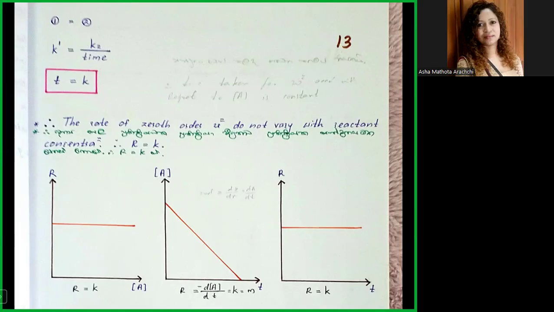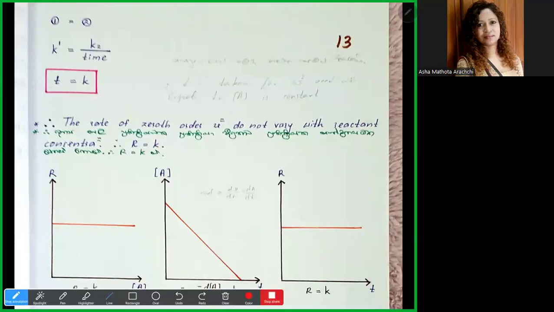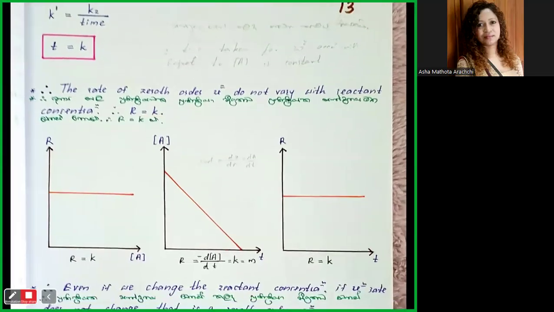T equals K. T equals K. Then let's write this point. Therefore, the rate of zeroth order reaction does not vary with reactant concentration. Therefore, R equals K. Okay, now draw these three graphs.